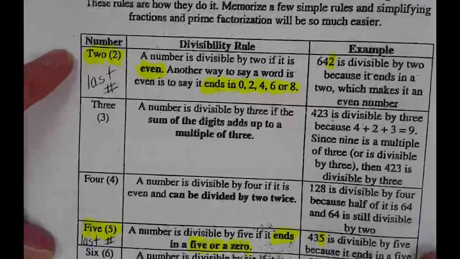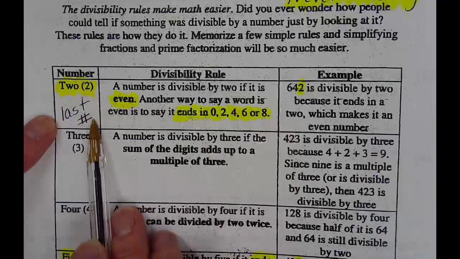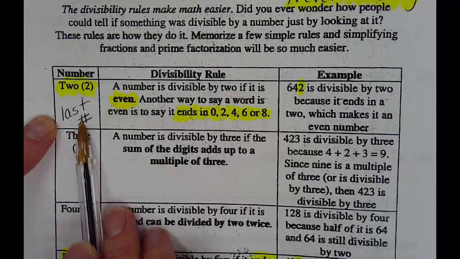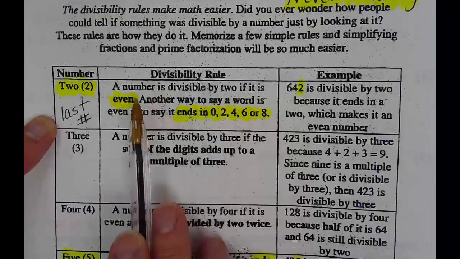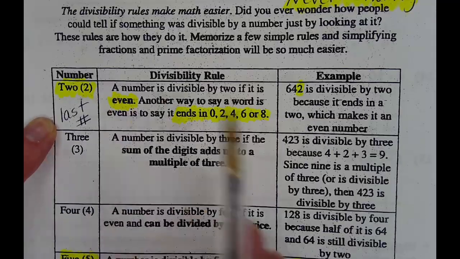Okay? Now we talked about divisibility rules. How do I know if a number is divisible by 2? Anybody? Because if it ends in a 0, 2, 4, 6, or 8. And it makes the number of what kind of number? Even. So all even numbers are divisible by 2.